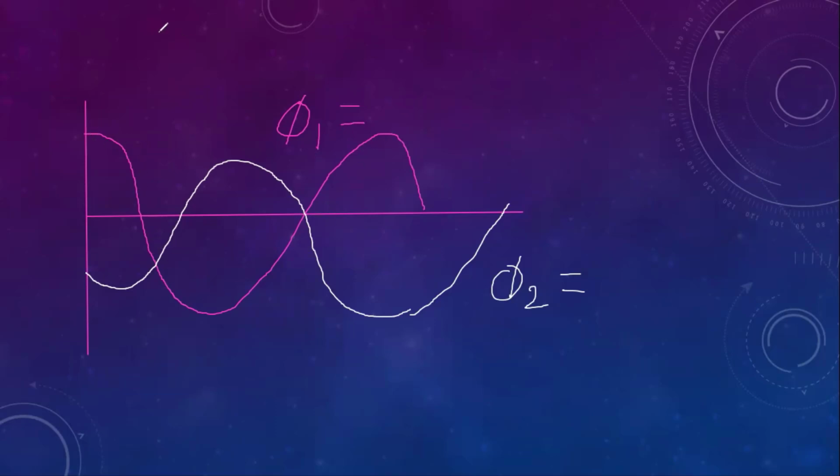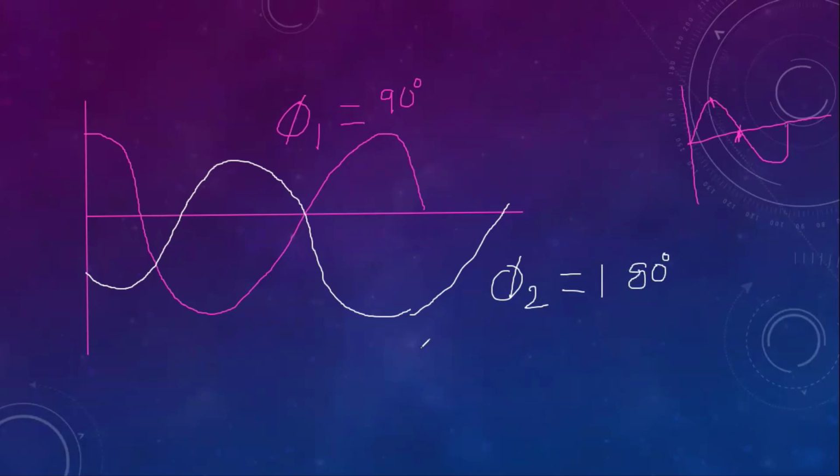Phi 1 clearly is starting from where it looks like 90 degree. Just try recollecting what a wave is. This is the wave. The first wave is starting from this point, so phi 1 is simply 90 degree. Phi 2 represents the wave starting from this point, downward. So it is 180 degree. Phi 2 is always 180 degree.